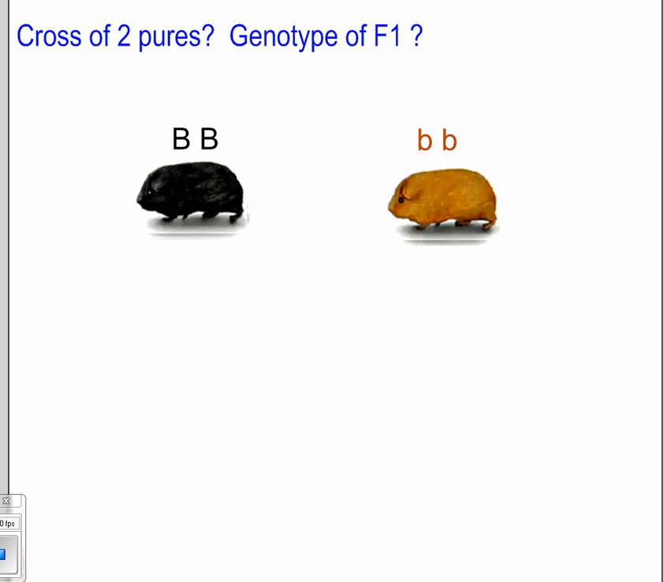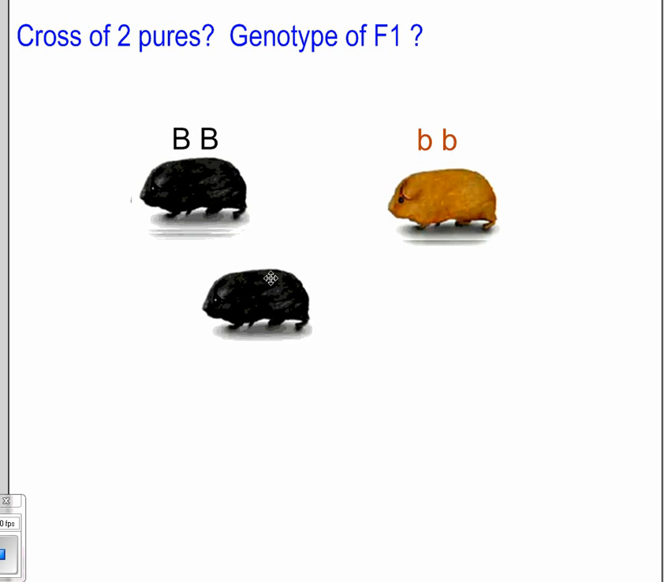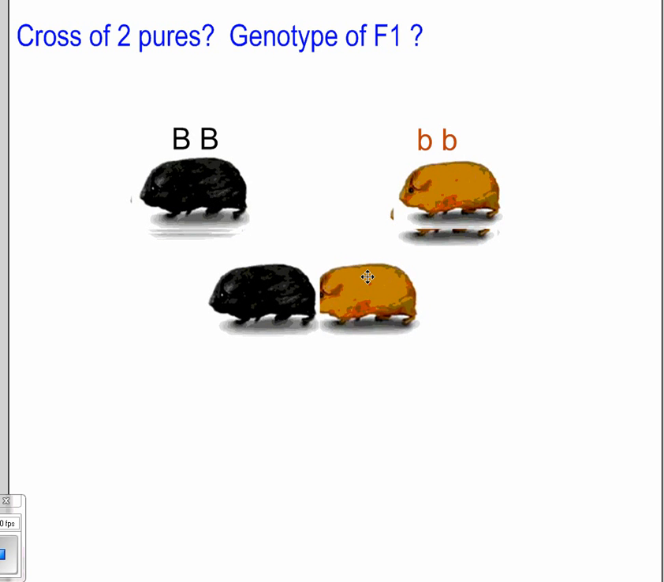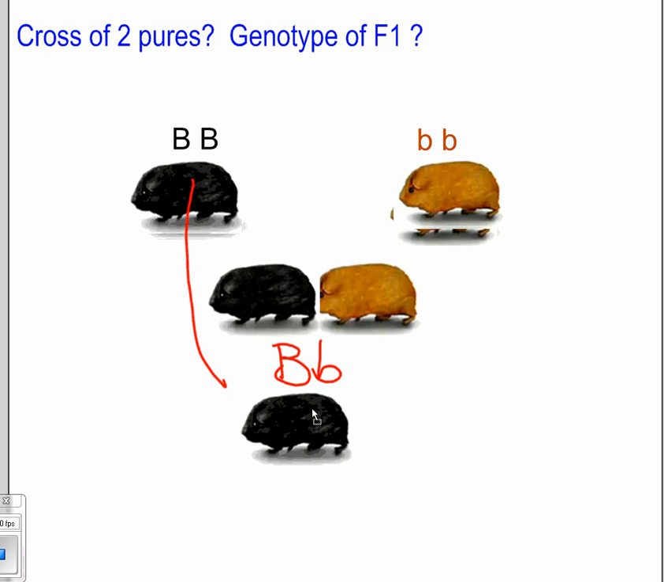All right. So we crossed these two, and we said we ended up with all of our babies. Whoops. All of our babies ended up being black. Correct? Does that make sense?